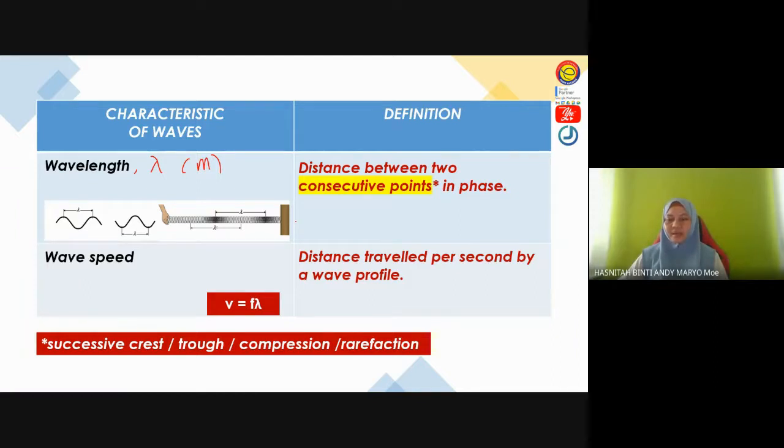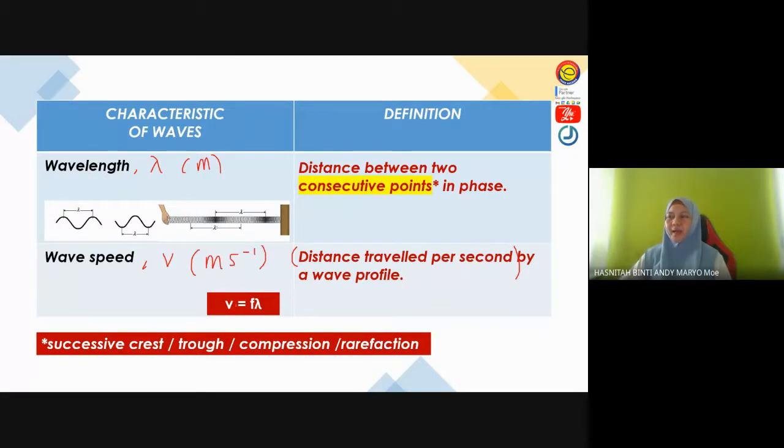Distance traveled per second. To answer, it is enough to say this much. Distance traveled per second, and speed is represented by V. So what is the SI unit for speed, students? Meter per second. Yes, very good. It is meter per second. This is the SI unit. We measure speed in a unit of meter per second.